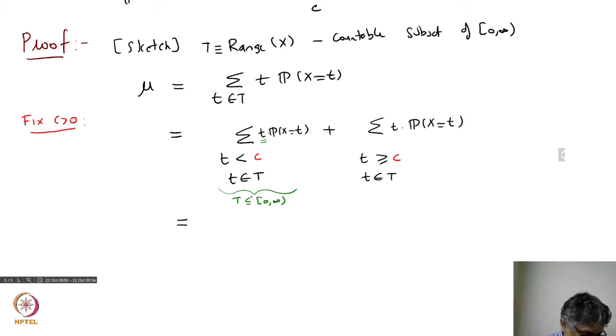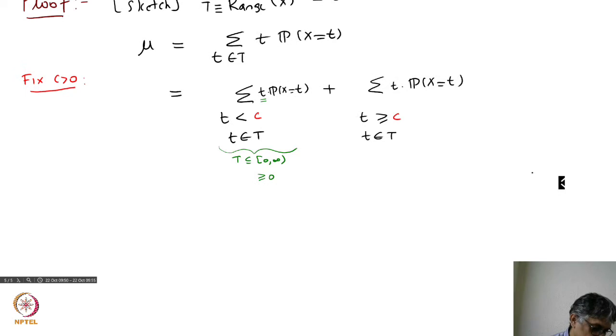So this whole first term is non-negative. Let me erase this part. This whole first term is non-negative, because t is non-negative and the probability that x equals t is non-negative. So what I could do is just throw it away.